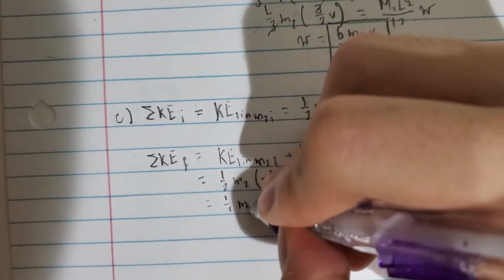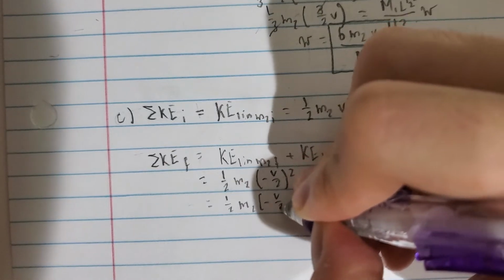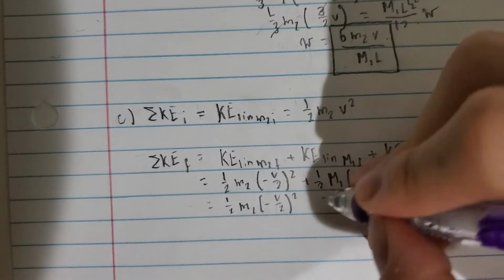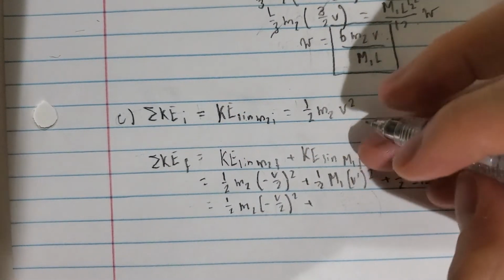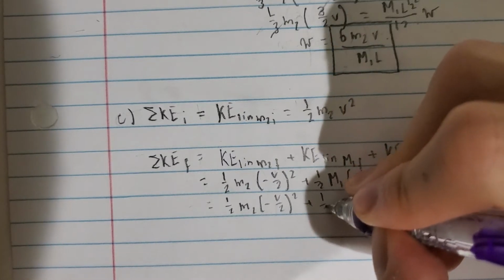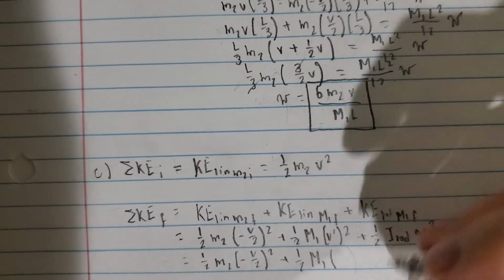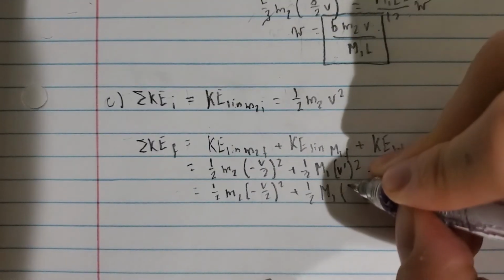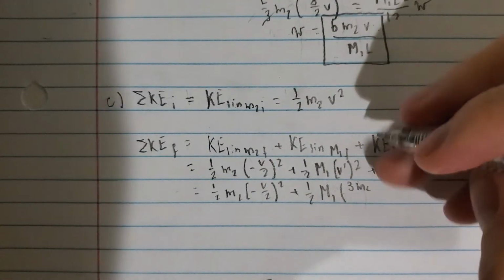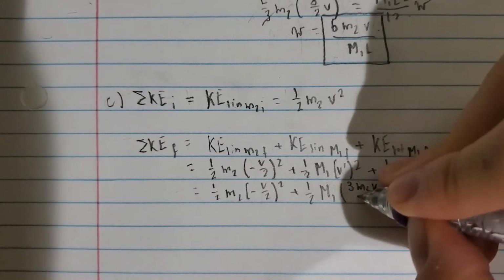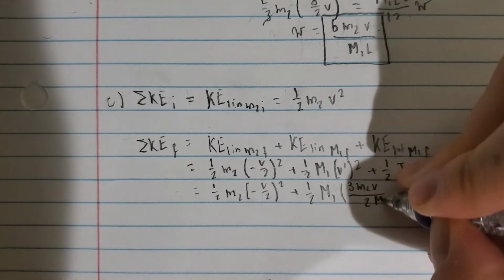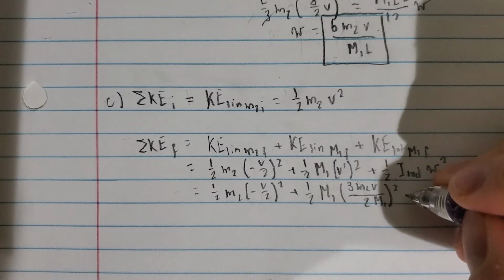So 1/2 M2 (-v/2) squared. This term stays the same. And for this term, I'm going to plug in v prime. So 1/2 times M1 times v prime, which is 3 times M2 times v over 2 times M1, and square that.